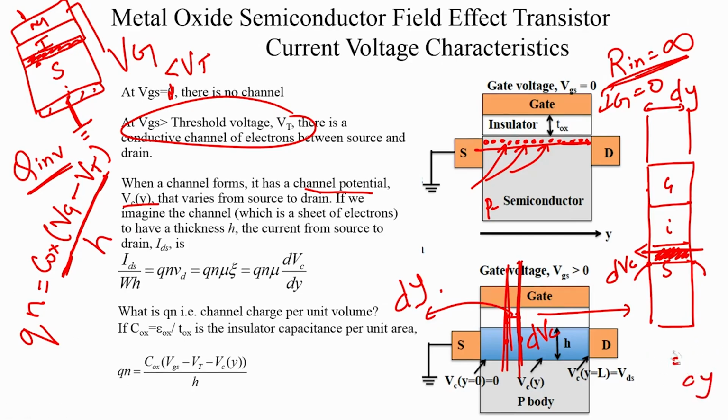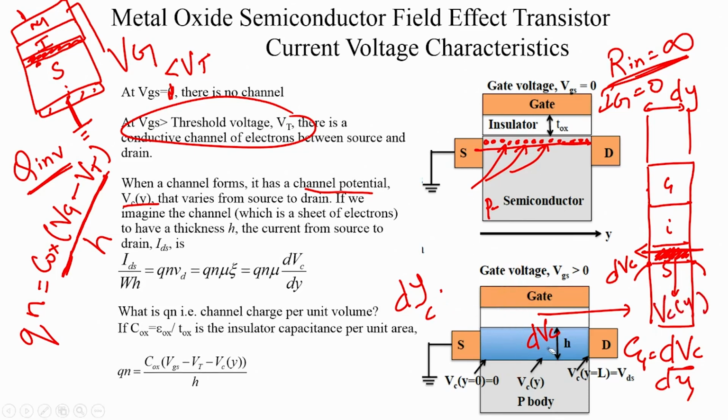dVc by dy, that is the electric field, and this potential of the channel is some Vc of y, because it depends on where y is, how far you are from the source. So, that is the source, and this distance is y. That is the situation.